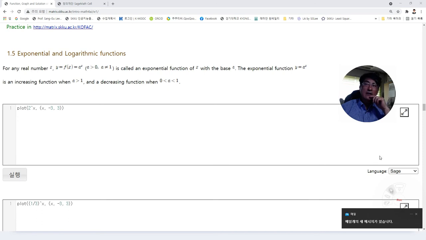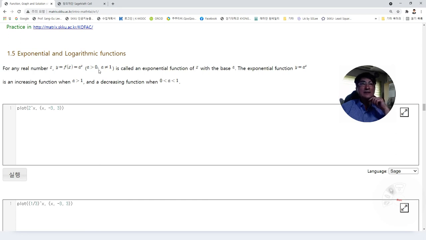For any real number x, y equals a to the x, where a is bigger than 0 and a is not 1, is called an exponential function of x with the base a. This exponential function is an increasing function when a is bigger than 1, and a decreasing function when a is between 0 and 1.